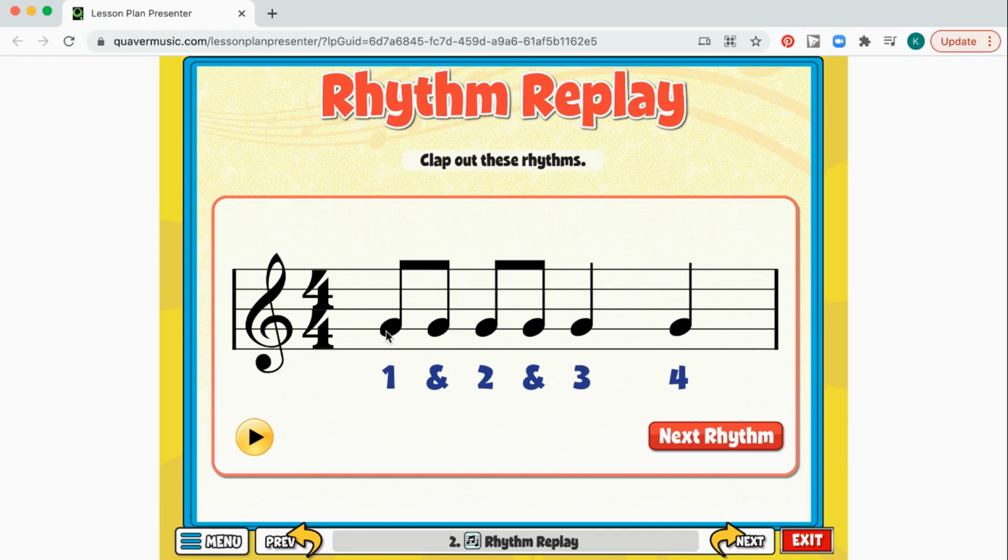So this would be clapped out as 1 and 2 and 3, 4, because 3 and 4 get 1 full beat. Quarter notes get 1 full beat, while eighth notes get half a beat. Let's listen. All right, 1, 2, ready, clap. 1 and 2 and 3, 4. Great work. Let's try again. Listen first. 1, 2, ready, clap.